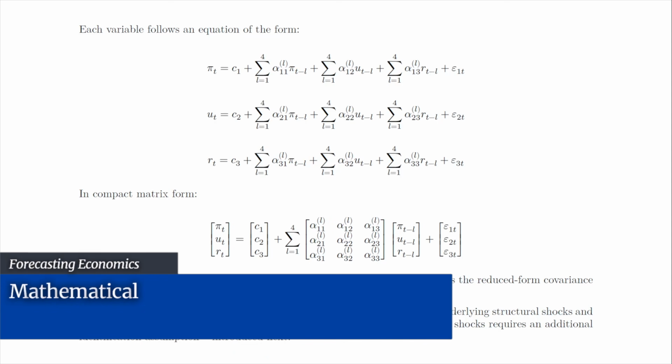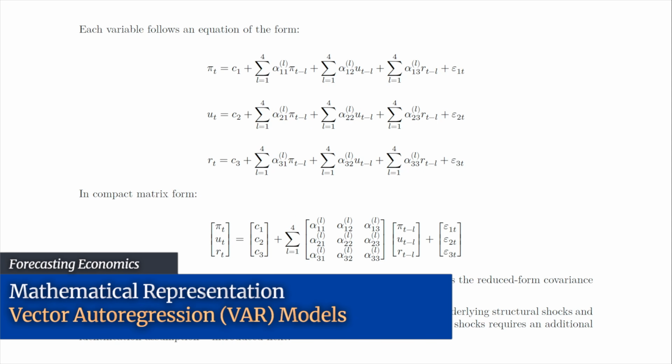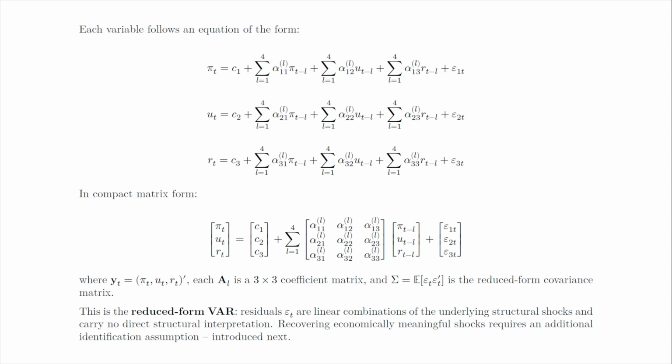Alright, let's break down the mathematical representation of a VAR model. At a high level, a VAR treats all variables as endogenous, meaning that each variable is explained by its own past values and the past values of all the other variables in the system. In our case, we're working with three variables. Remember, they are inflation, unemployment, and the federal funds rate. And we are using four lags following Stock and Watson. You can see the notation for the lags in this section of the equation.